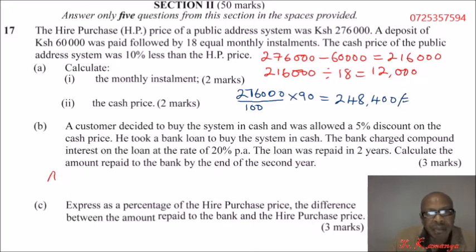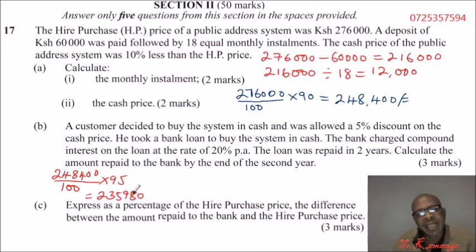Before we compute the amount, since the customer was given a 5% discount, let's get the amount the customer paid. So it is 248,400, you divide by 100 and you multiply by 95. If you use your calculator, you'll be able to get 235,980. So after being given the 5% discount, this is what the customer was to pay, and therefore this is what the customer took from the bank.